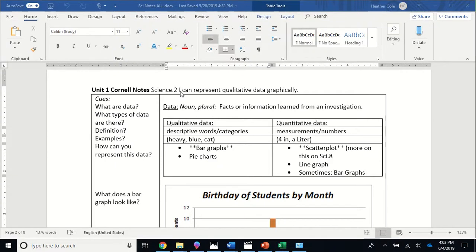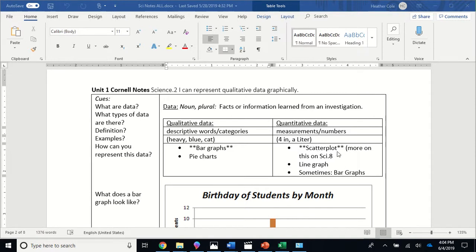Hello, today we're going to talk about how to represent qualitative data in a graph. Data are facts or information that we learn from an investigation or from a survey, and there are two basic types. Qualitative data are descriptive words or categories, and that's what we're going to focus on today. These are things that come from categories like colors or types of animals or just general descriptive words, as opposed to quantitative data, which is actual numbers and measurements.